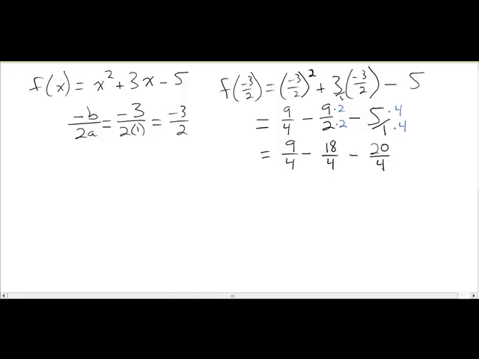So now it's just a matter of doing the math there. 9 minus 18 is negative 9. Minus 20 is negative 29/4. So, for this problem, my vertex is at negative 3 halves, negative 29/4.